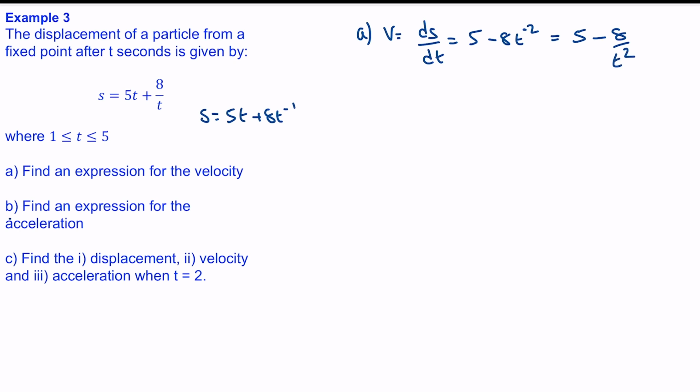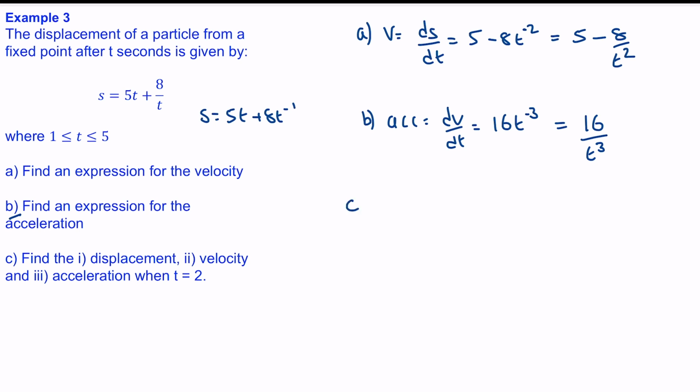Okay, so for part B, find an expression for the acceleration. Well, again, this is dv by dt. So we'll differentiate this function. The 5 is a constant, so it will go. And then we'll have the negative 2 times negative 8, which is 16. We'll take away 1 from the power, so 16t to the minus 3, or 16 over t cubed.